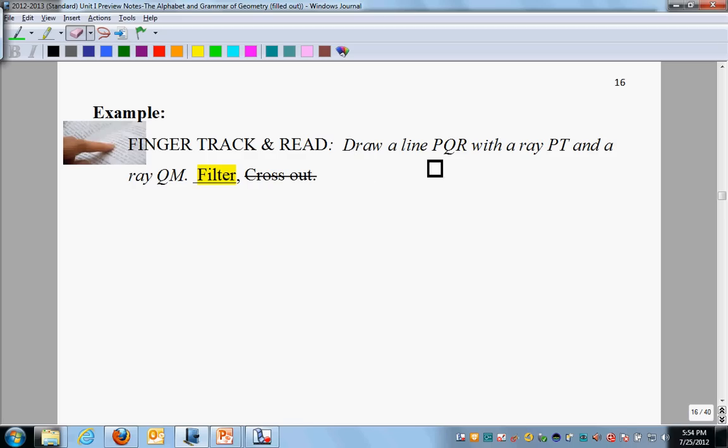Ready? Let's put your finger right there and track with me as I read. Draw a line PQR with a ray PT and a ray QM. Now we're going to do what I call filtering, where we underline or highlight the key words. If you have a highlighter, you can use it. Well, we have a line, that's important, and the line has the 3 points PQR. We have a ray PT and another ray QM.